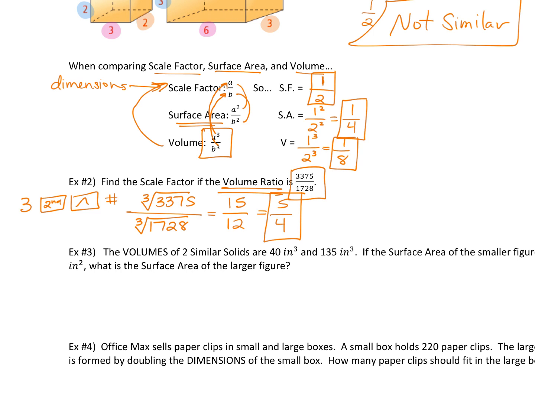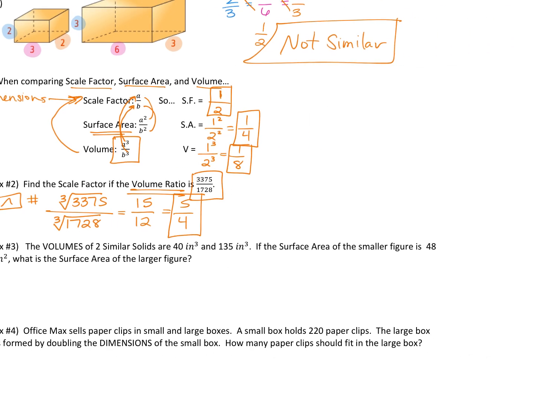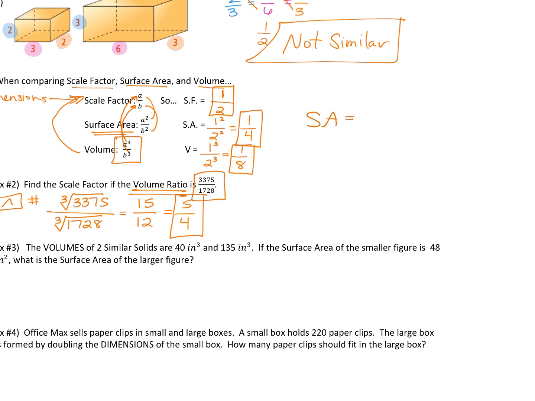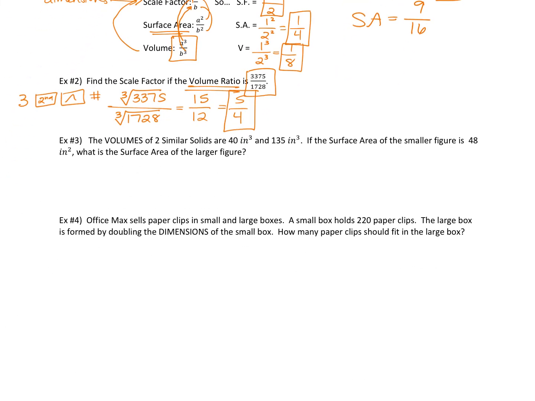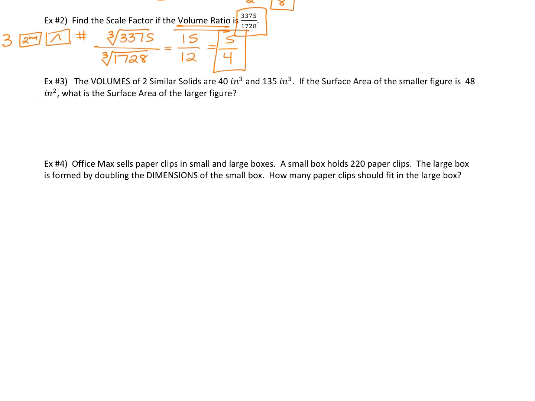Okay, so if they give you volume, you're going to cube root it. What if they gave you surface area? What if they told you your surface area ratio is 9 to 16? Then what's your scale factor? You've got to square root it then, right? It would be the square root of 9 and the square root of 16, so 3 to 4. Okay, so you're kind of thinking backwards on a lot of these. And just remember, area is squared, volume is cubed. Okay, 2 more problems and then we're done.